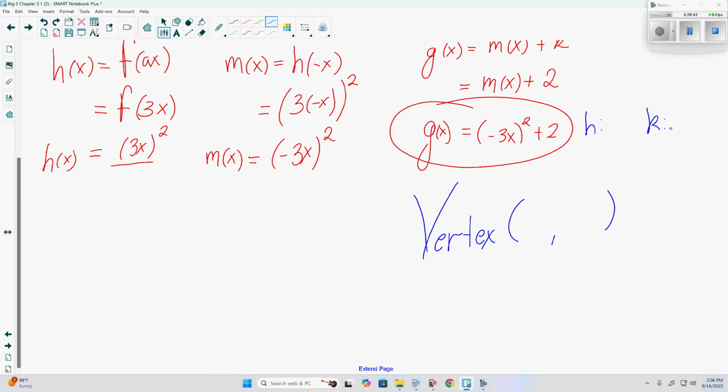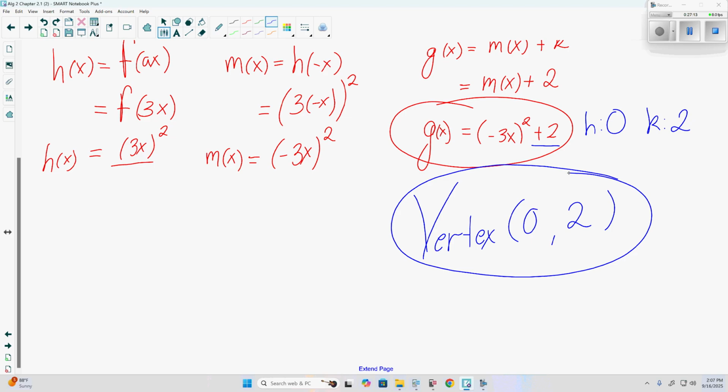All right, looking at this here, what's the value of k? 2. What's the value of h? It's 0, because h comes from x minus h, and since there's not a value being subtracted, there is no value of h. The negative 3 would be our a value. So the vertex is the point (0, 2). Okay, we're done.